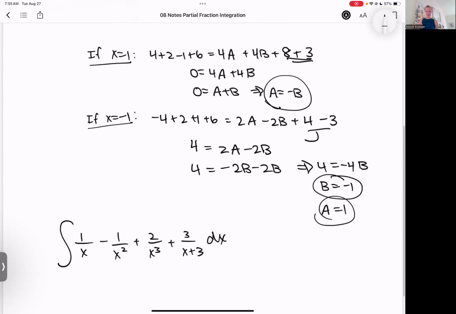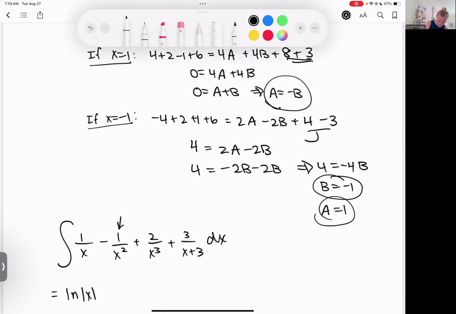Some of these pieces will be easier than others. So let's do this. So 1 over x is going to give me ln of x. This piece to anti-differentiate, let's rewrite that as x to the -2. So I add 1 to the exponent to get x to the -1, and I divide by my exponent. So I'm going to have this negative divided by a -1. So that's going to give me a positive. And then this one is 2x to the -3. So I add 1 to the exponent to get -2. And then I divide by the -2. So 2 over -2 will give me -1.